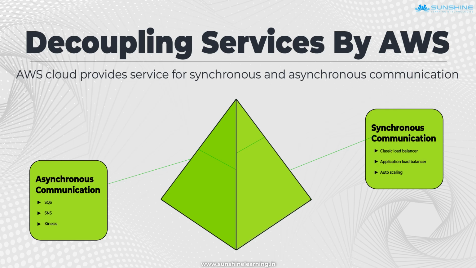When we talk about the decoupling services by AWS, AWS Cloud provides services in the form of synchronous and asynchronous communication. The asynchronous services are like SQS, Simple Queue Service, SNS, Simple Notification Service, and Kinesis. Why are they asynchronous? Because they are not dependent on any other AWS service. I can use SNS and SQS as a standalone service also. I can use SNS for sending out the notifications only. I can use SQS only for order processing. It is not necessary that I need to use it with any other solution.